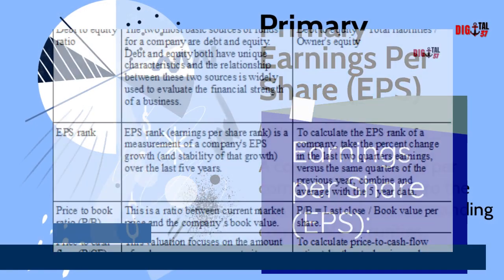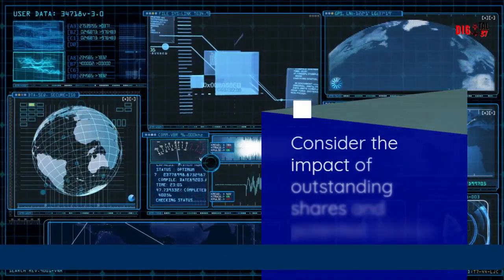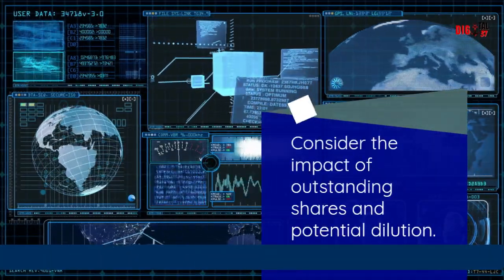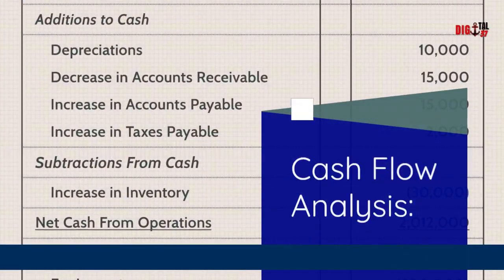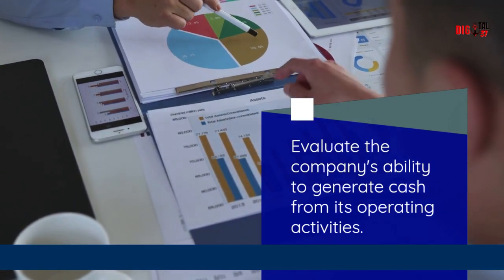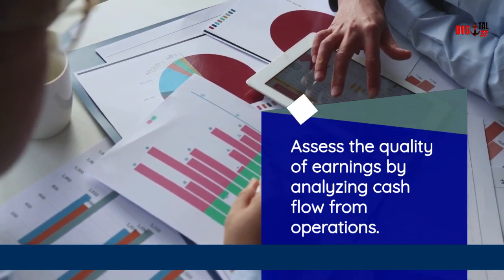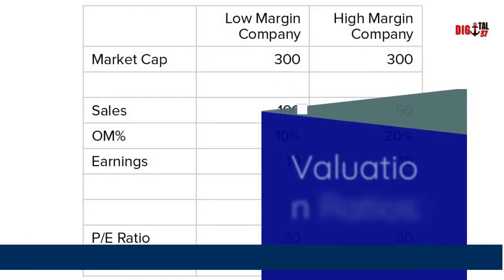Earnings per share, EPS. Analyze the growth and stability of earnings per share. Consider the impact of outstanding shares and potential dilution. Cash flow analysis. Evaluate the company's ability to generate cash from its operating activities. Assess the quality of earnings by analyzing cash flow from operations.